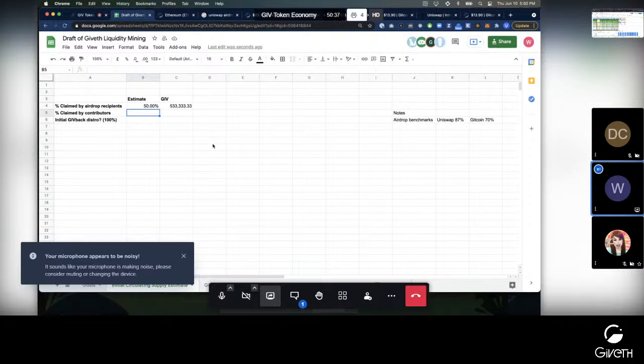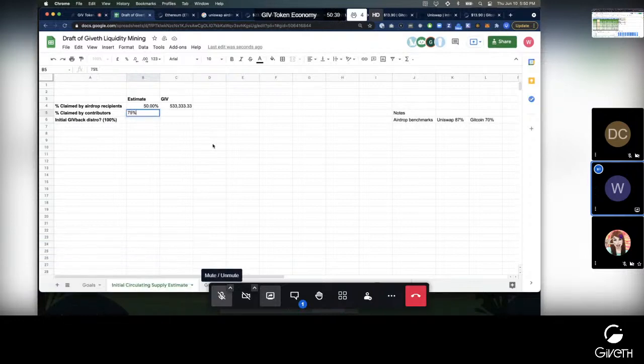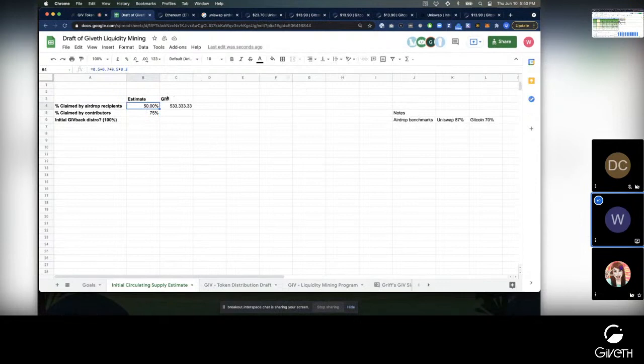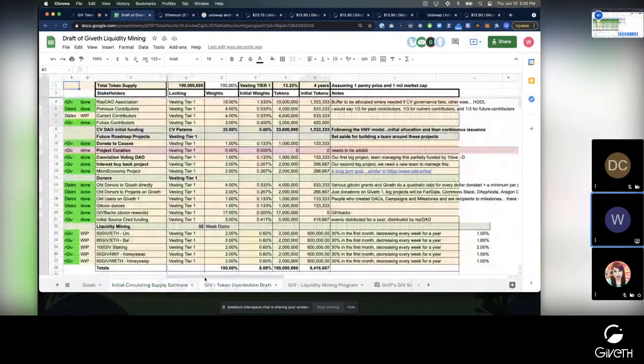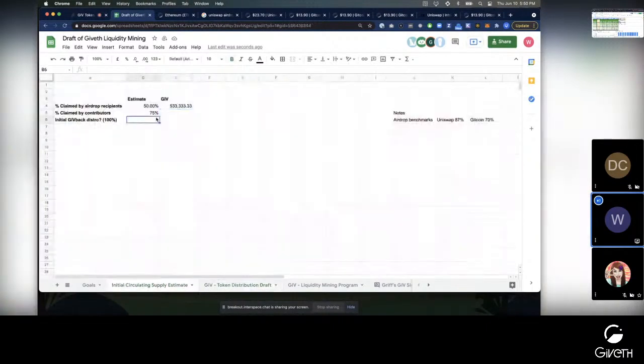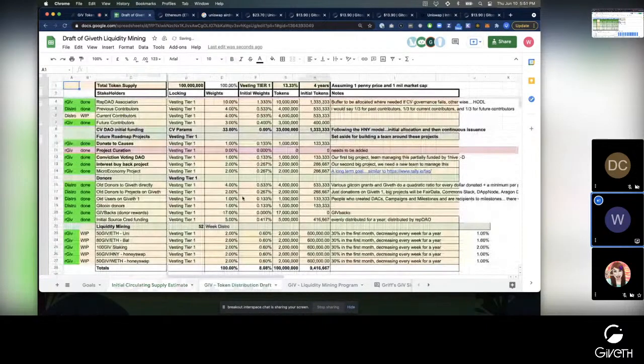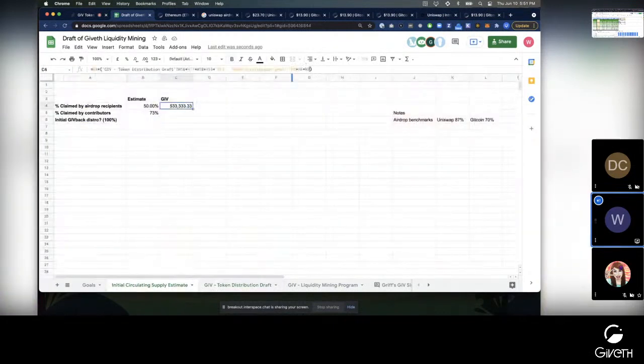Okay. So for contributors, you guys think 75% is a fair estimate that will be claimed by contributors? Because that's current and past, right? Exactly. I'd say 70 to 75 is a good estimate. Cool, I'll do 72.5. All right. And then I accidentally included future contributors. I need to take that out because they will not be included.